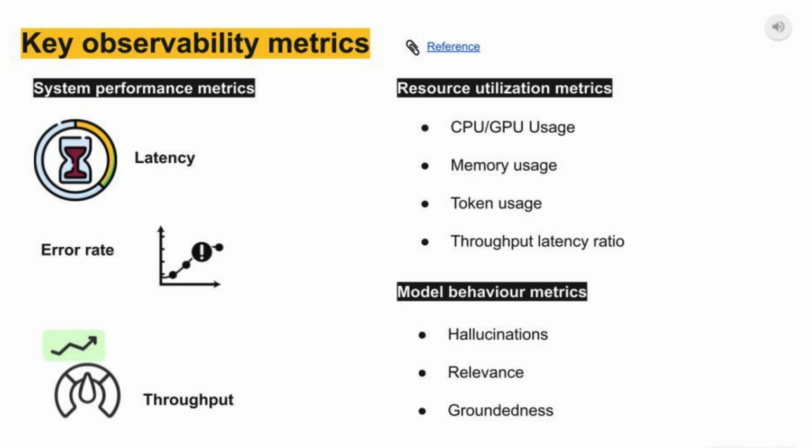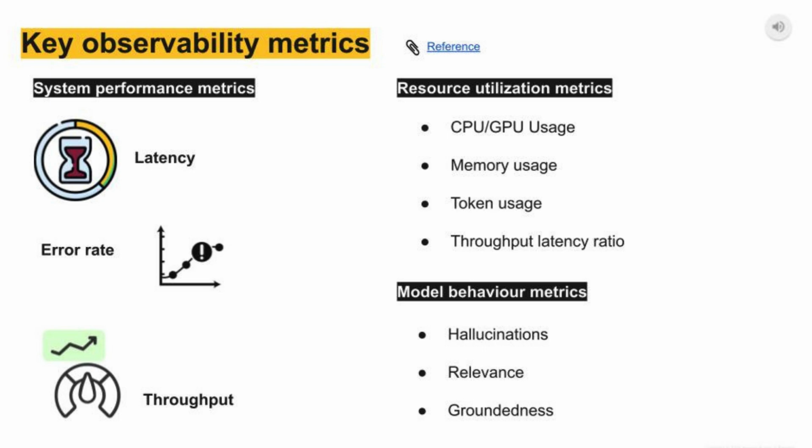To build effective observability into LLM applications, we need to track the right metrics, and they generally fall into three main categories. First, we have system performance metrics. Here we have latency, which measures how long the model takes to return a response after receiving input. Throughput, how many requests the model can handle in a given time, especially important under high load. And error rate, which tells us how often the model fails or returns invalid responses, giving a direct signal of system reliability.